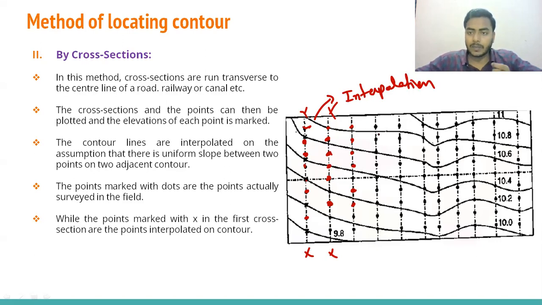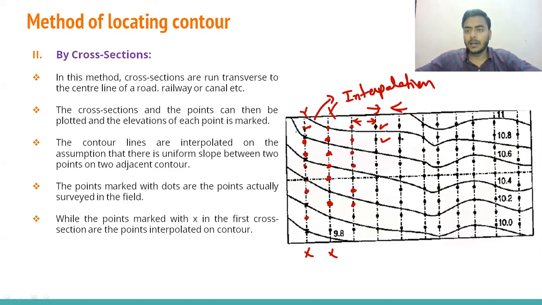Suppose some elevations are coming in between these, so we will do interpolation between two dots. The spacing of these lines will depend upon the purpose of the survey, and it will depend upon the nature of the ground. If the nature of the ground is undulating, then we will keep the lines closer.